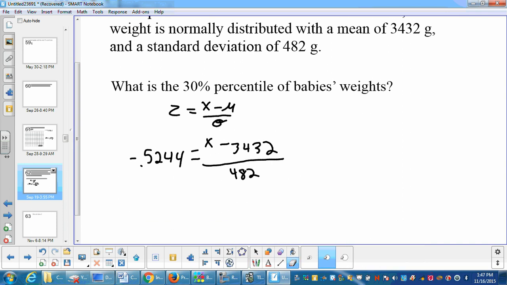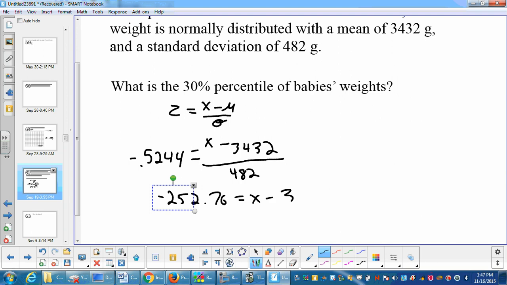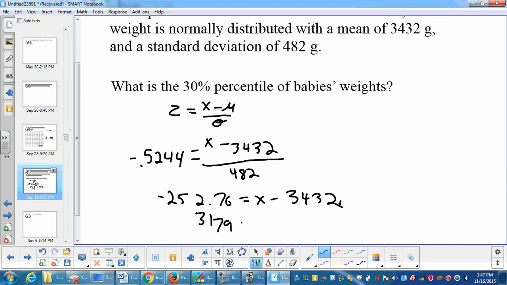So now we just have to do some algebra and solve for our x value. We take negative 0.5244 and multiply by 482. From there, I got negative 252.76 is equal to x minus 3,432. Now I add 3,432 to both sides, to get a value of 3,179 as our x value for the 30th percentile.